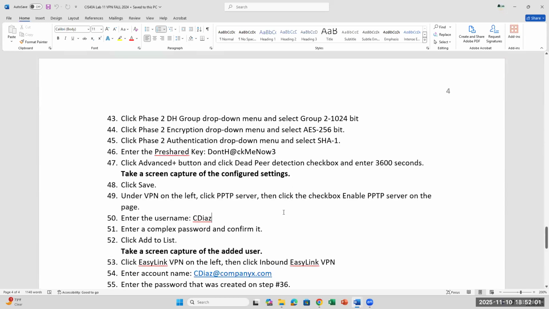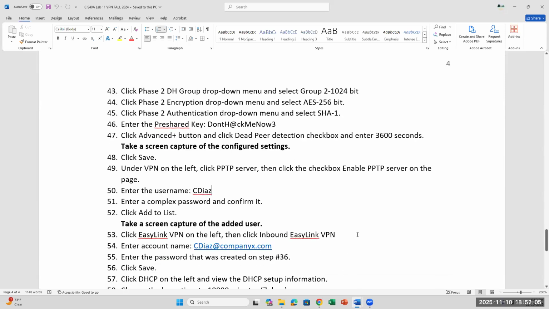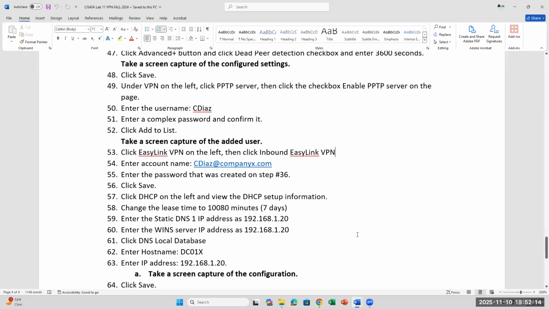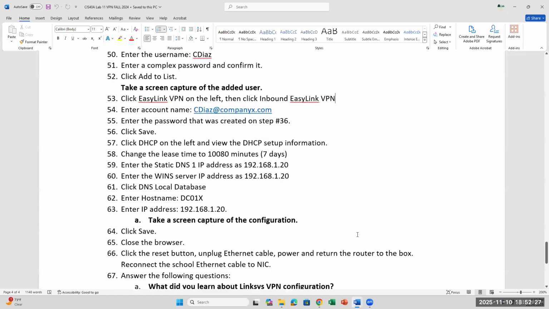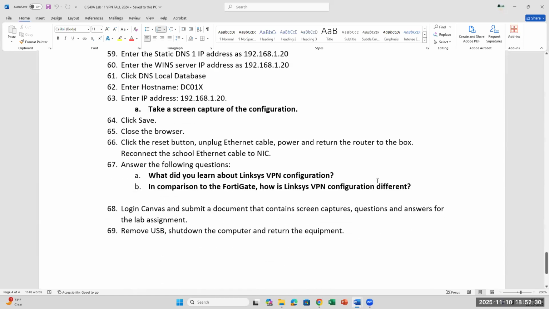You are going to add the user account that's going to access the VPN. Then you're going to use an easy link so that you can just send the link to the user so that they can easily access it. And then click save. We're going to also enable DHCP so that once they're accessing the virtual private network, they're able to obtain an IP address. We talked about this last time as well, right, from your scope. And then take a screenshot and answer what you have learned from setting up your Linksys.